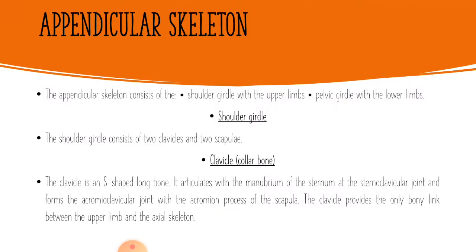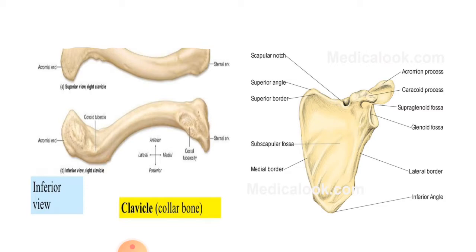In today's lecture, we will cover the appendicular skeleton, which consists of the clavicle, also called the collarbone, the scapula, and the bones of the upper limbs. Before discussing them individually, let's look at their images.